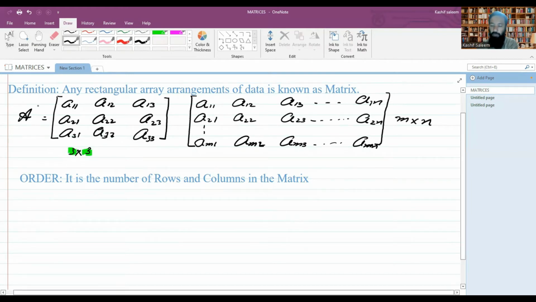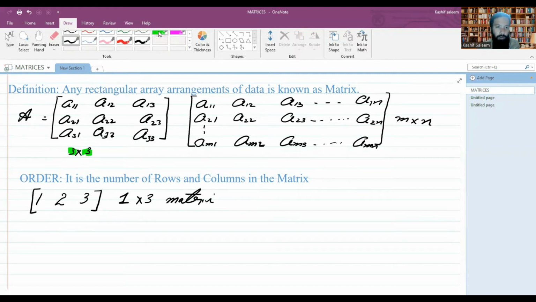Now consider some other examples also. If I say 1, 2, and 3, so this is a 1 by 3 matrix. It has only one row and three columns. This is first column, this is second column, and this is third column. So this is 1 by 3.